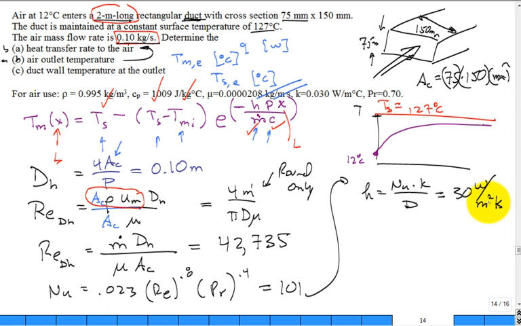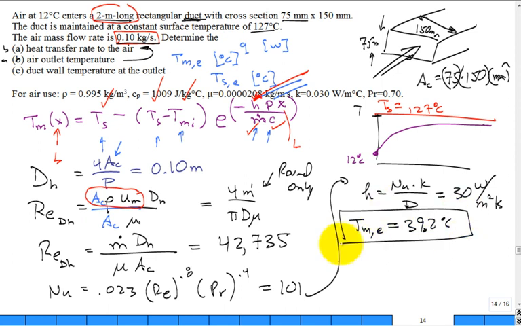So now I can calculate this h. I come back to this equation, put in my h, and I can calculate the mean temperature of the fluid that exits. It goes out at 39.2 degrees C. Do you really think I'd trust that 0.2 degrees C? No, but I'm going to give it to you to 3 significant digits. There it is. Now, what about the heat transfer to the air?